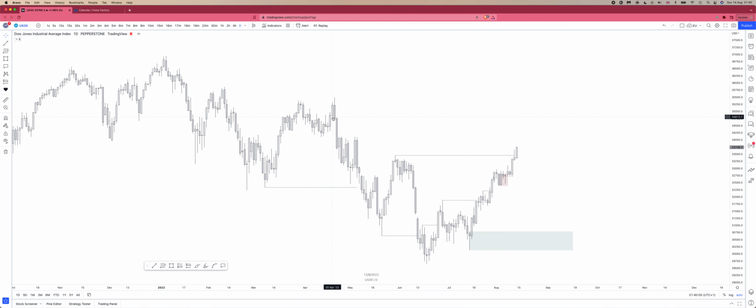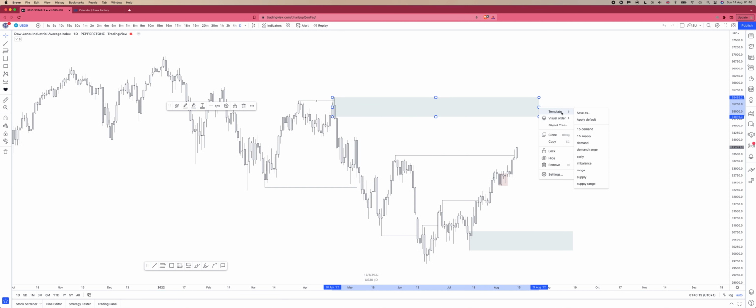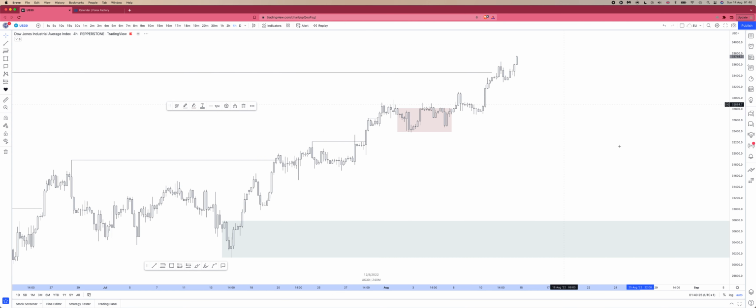We could be going for this supply though, because we had a liquidity grab and then a break of structure. So let's mark this daily out. Supply, daily, let's go on the 4 hour now.